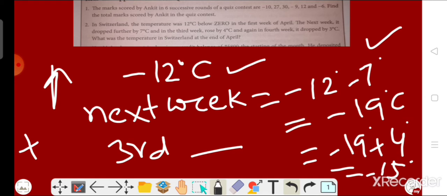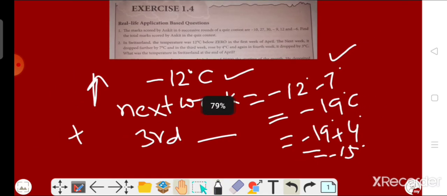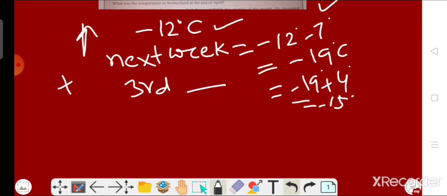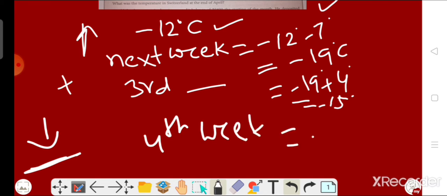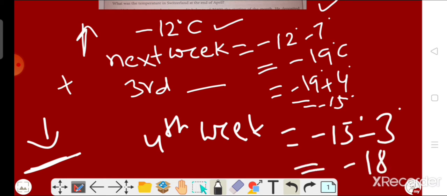So in the third week, what is the temperature, beta? Minus 15 degrees Celsius. Okay, and again in the fourth week it dropped by 3 degrees Celsius. In the last week, the fourth week, what will happen, beta? Again the temperature will drop, drop means down, and it means we have to subtract. So the fourth week temperature will be minus 15 degrees Celsius minus 3 degrees. This will become minus 18 degrees Celsius. So the temperature at the end of April is minus 18 degrees Celsius.